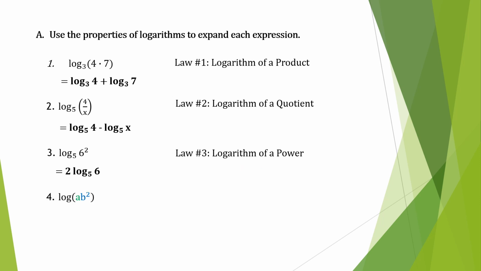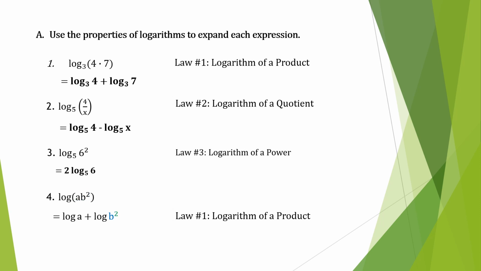Number 4, logarithm of ab squared. First, let us use law number 1, or the logarithm of a product. So we have logarithm of a plus logarithm of b squared. We will now apply law number 3, or the logarithm of a power. So we have logarithm of a plus 2 logarithm of b.